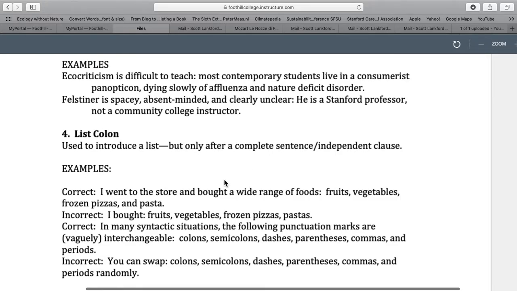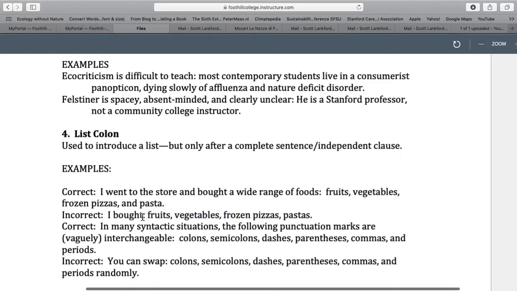Finally, there's the list colon. This one is used any time that you have a long list, but it has to be after a complete sentence. So I got to tell you, teaching this to students sometimes drives me crazy because it tends to be misused. That's why I have correct and incorrect examples here. The correct way to do this would be to write a complete sentence like this. I went to the store and bought a wide range of foods, colon, fruits, vegetables, frozen pizza, and pasta. It is incorrect to just throw the colon in between the verb and the direct objects, which is what this sentence does. I bought fruits, vegetables, frozen pizza, and pastas.